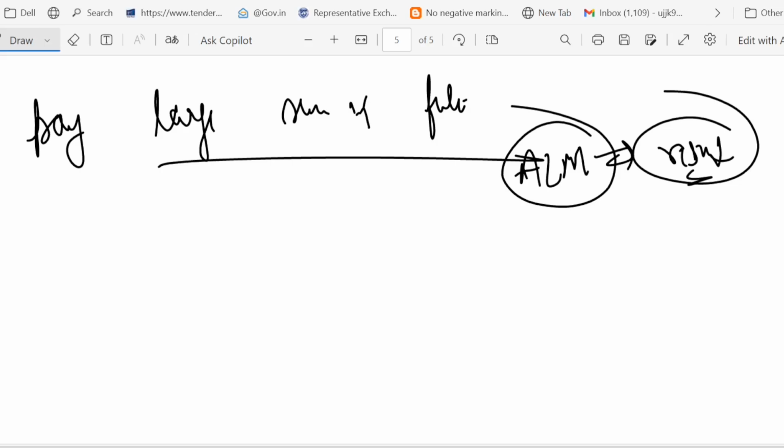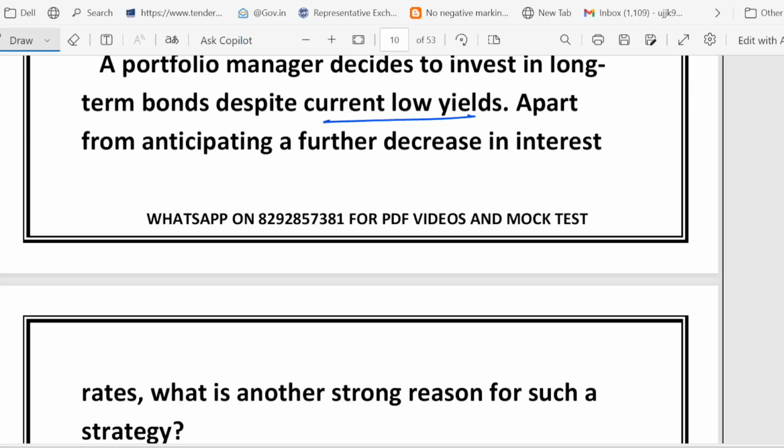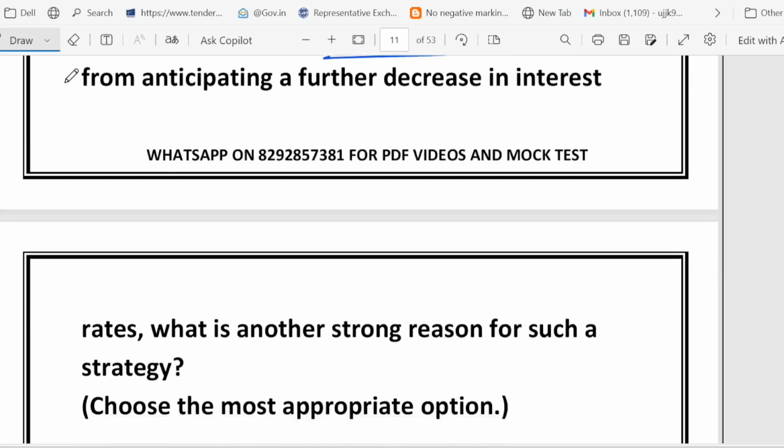Imagine that you must pay your child's college fee in 10 years. You buy a 10-year safe bond now so that you are sure the money will be there at the right time. You are not trying to make quick money. You are securing a future payment. That is what you are doing. Now let's look at the options. The question is why this is a strong strategy.